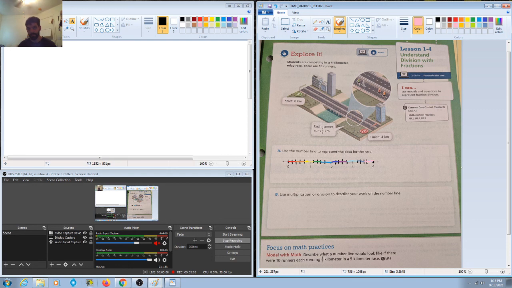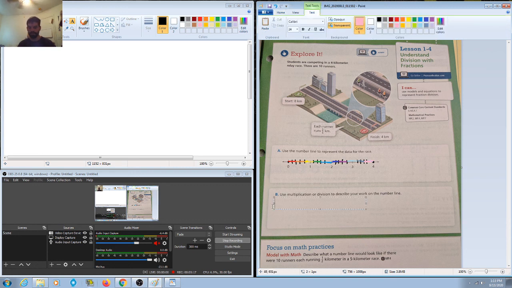Now, in part B, it says use multiplication or division to describe your work on the number line. So what I did essentially on the number line was I took 2/5 and I multiplied it by 10 runners.